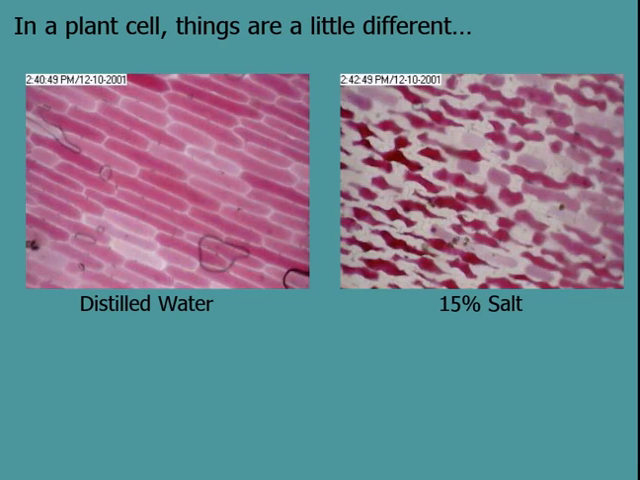Okay, now this is a photograph actually of plant cells. These are onion cells that you're going to see in the lab, in our osmosis demo lab. You've seen onion cells before. These onion cells have been placed in a red dye so that you can see the inside a little bit better. The cells on the left side were placed in distilled water, and the vacuole has filled completely up. The cell is absolutely bursting.